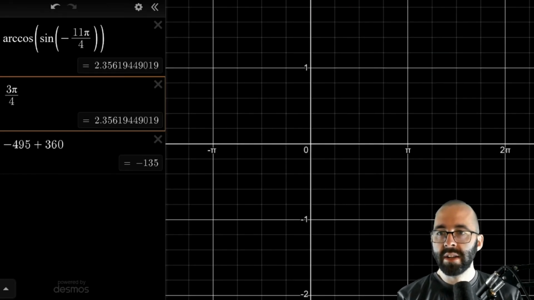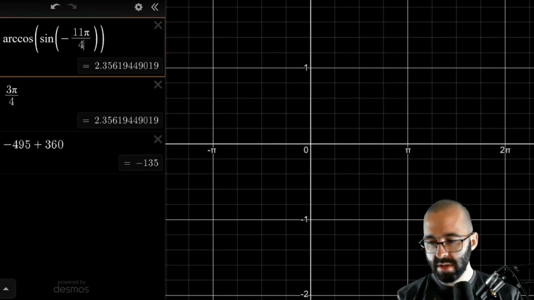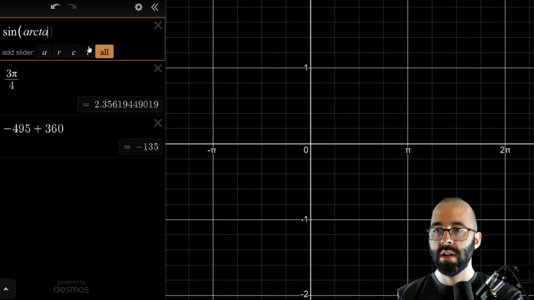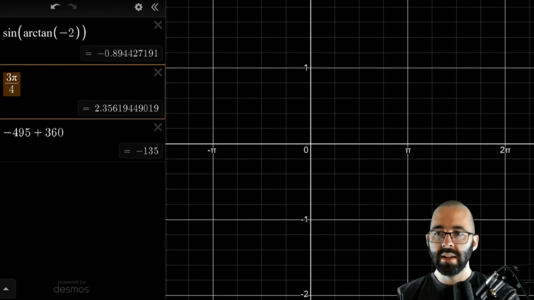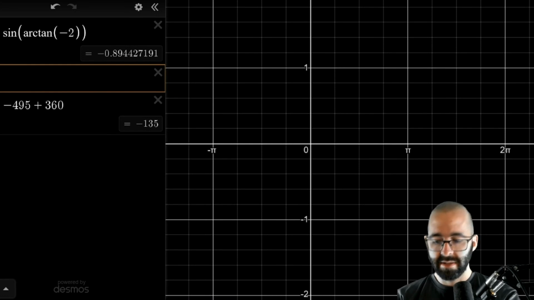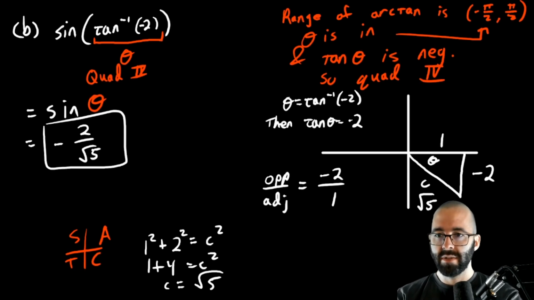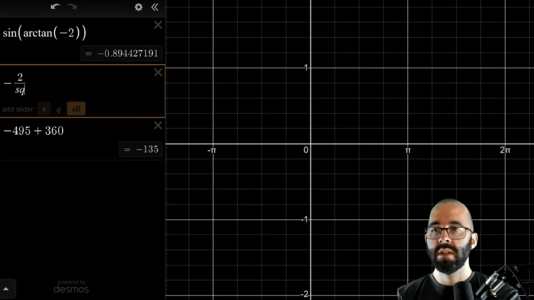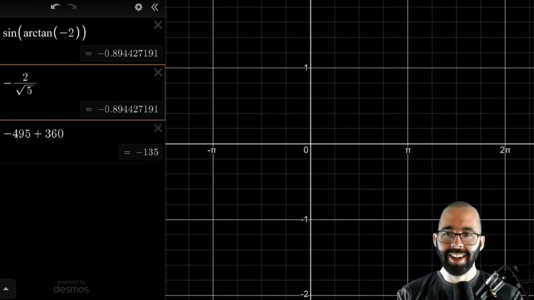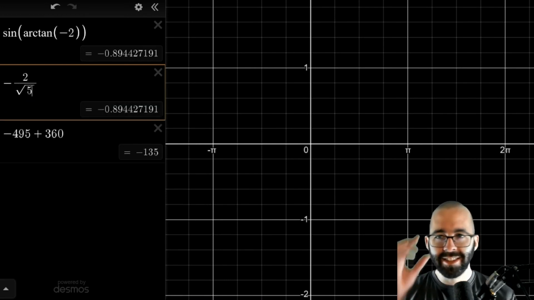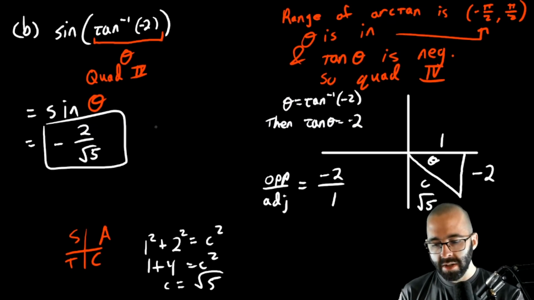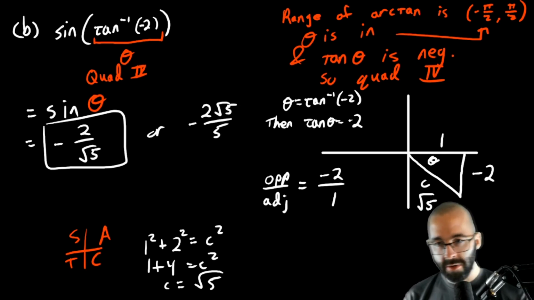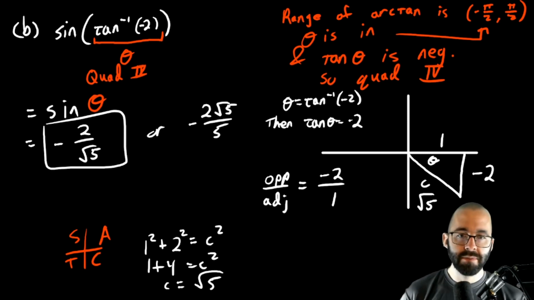The sine of arctangent, or inverse tangent, of -2. Is that indeed our answer? What was our answer? -2 over root 5. Hey, they match perfectly. Great. That's the exact answer, and that's how you use your calculator to check it. The book would rationalize the denominator. It would have negative 2 root 5 over positive 5, but they're the same answer.